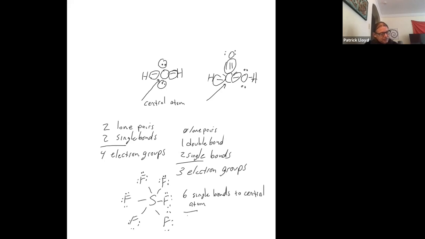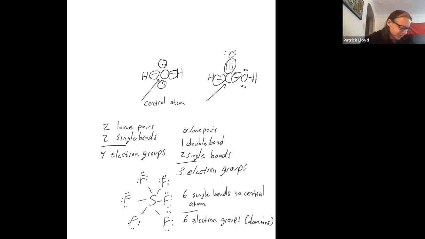So that gives us 6 electron groups. You may see out in the literature electron domains. I'll put that in parentheses. Some textbooks use, instead of the word group, the word domain. It means the same thing. All right, so why is that important?